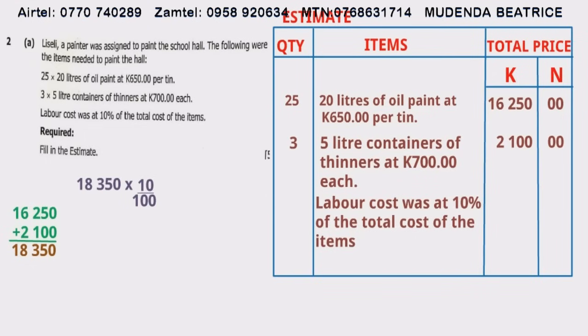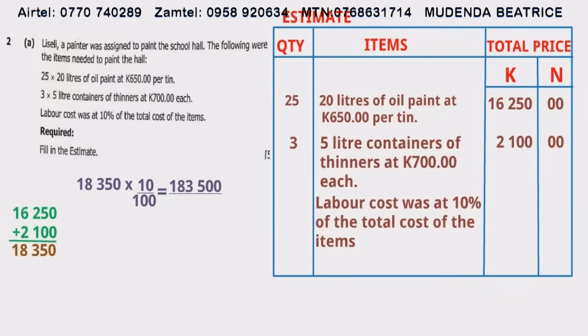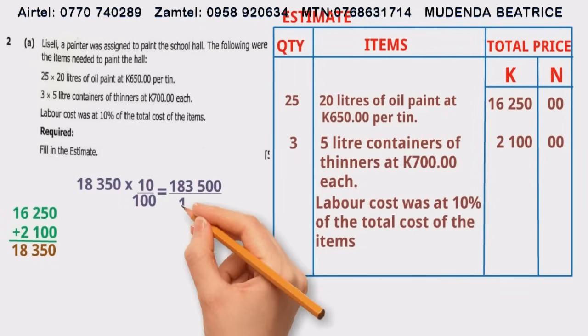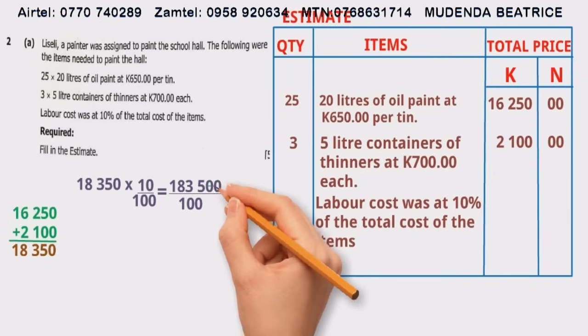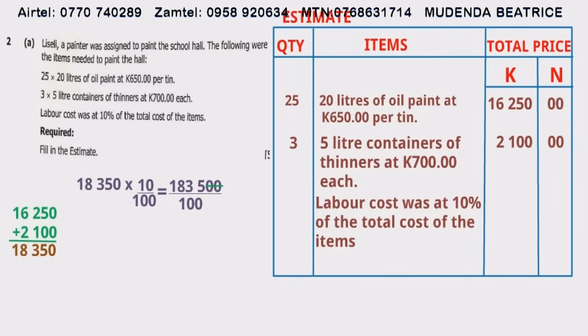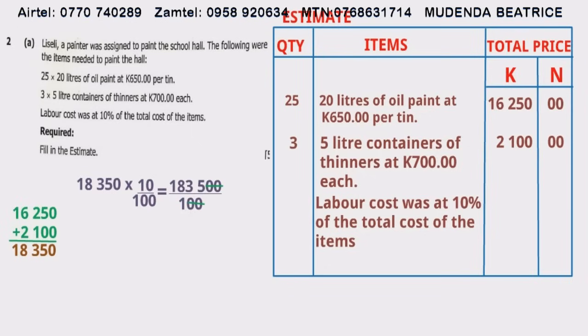So what we're going to do, we're going to multiply 18,350 kwacha times 10, which will give us 183,500 kwacha. Then we say over 100. Now we can see that 183,500 has 2 zeros and 100 down has 2 zeros, so we can cancel the 2 zeros. When we cancel the 2 zeros, on top will remain 1,835 kwacha, then down will remain 1.